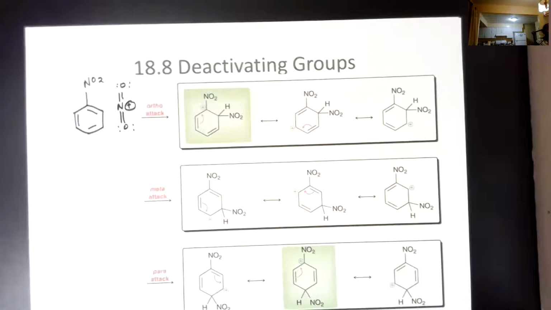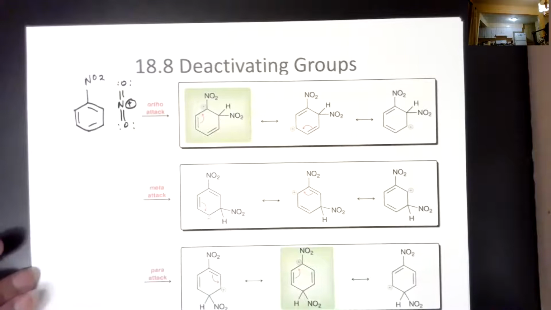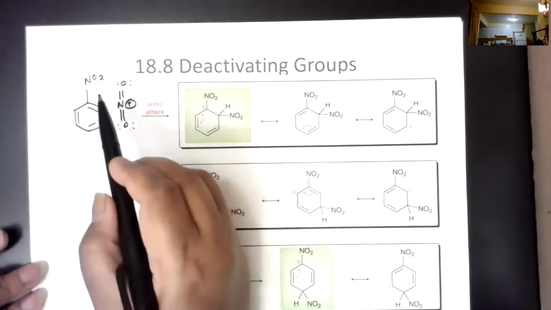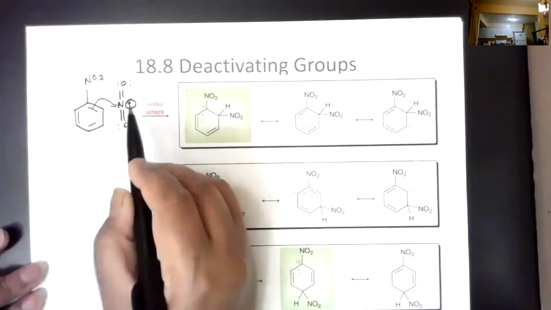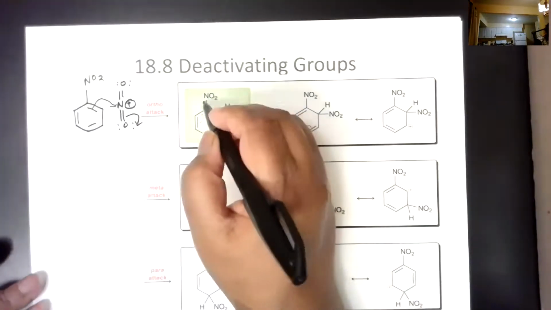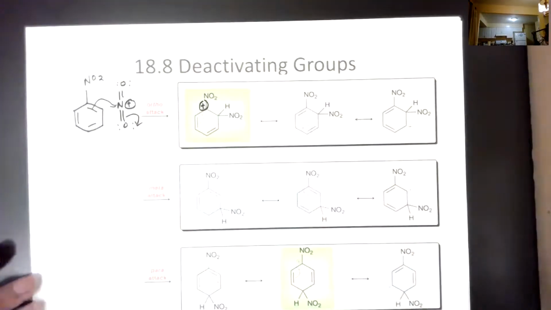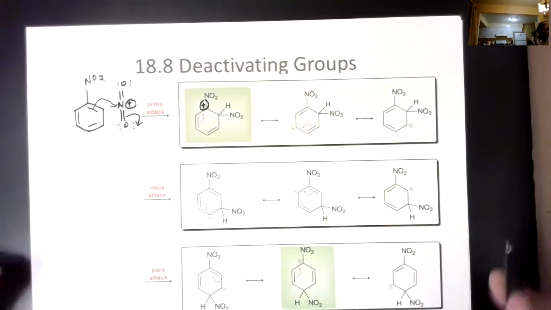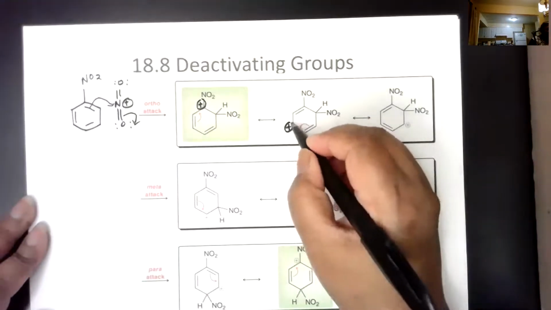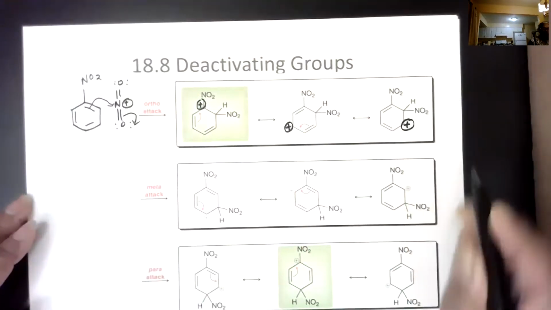Now, when you have nitrobenzene and you're trying to introduce another nitro group into the ring, and that's possible, let's see what happens when the nitro group goes to the ortho position. So it goes there. When it does that, see there's a positive charge here. And you draw the other resonance structures like before. There's a positive charge here. There's a positive charge there.